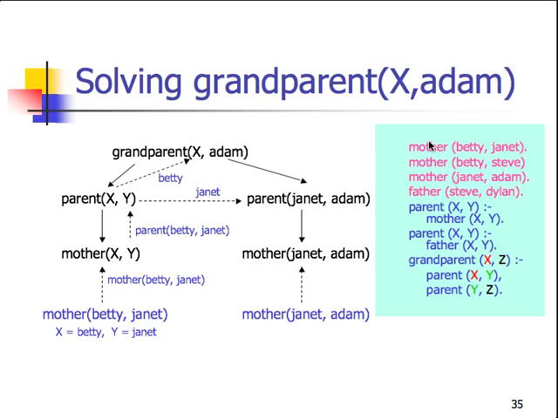If we ask for it, we can actually get the fact of who this person is that we're looking for in terms of the database. So we can solve grandparent(X, Y) with Adam, and figure out who it is. It's Betty, I don't know.